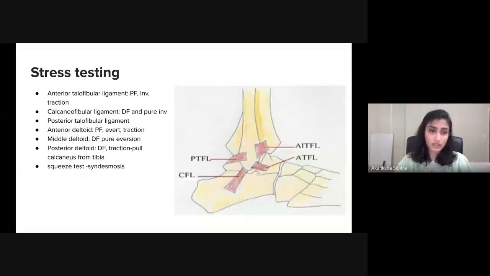Now, the squeeze test is usually done for syndesmosis injuries, where you compress the proximal fibula against the tibia to assess the integrity of the bones, the interosseous membrane and the syndesmotic ligaments. Pain occurs with fracture or diastasis, where the interosseous membrane separates the two bones, and then it's considered positive. The squeeze test has been found to be moderately reliable clinically.